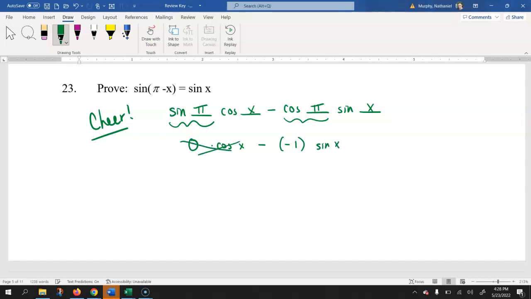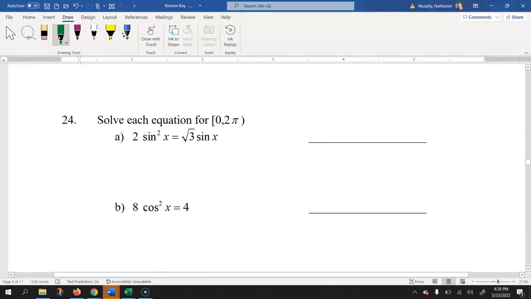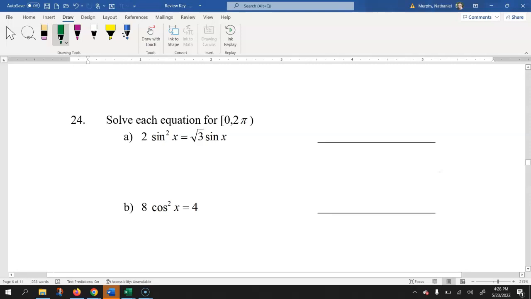So 0 times cosine of x, that's nothing. And a negative times a negative is a positive. So this just simplifies to be a positive sine of x, which is what we want. So once we got started, once we knew what to do with that problem, it made it so much easier. All right, we only have 2 more problems here. Let's look at number 24.